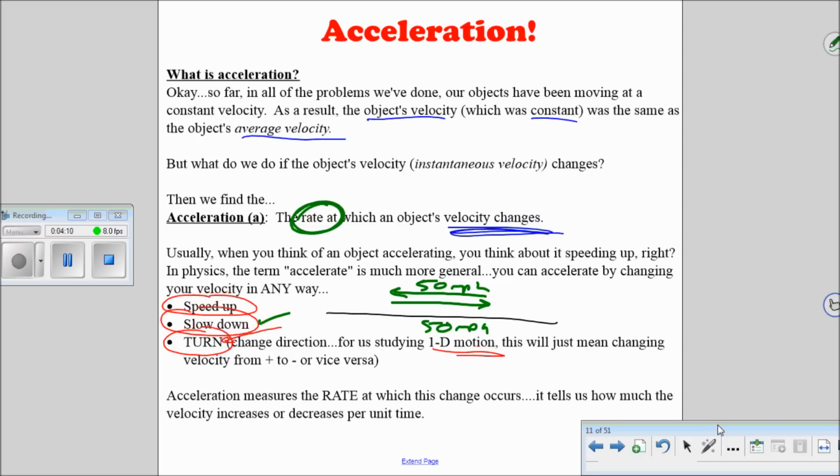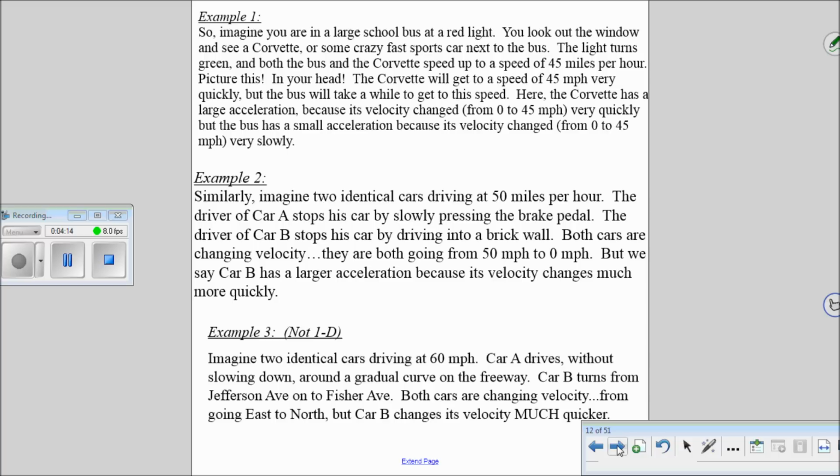So let's do a couple quick, just non-numeric conceptual examples. On this page of your notes here, I've got 3 different examples. The first one deals with a Corvette and a school bus.